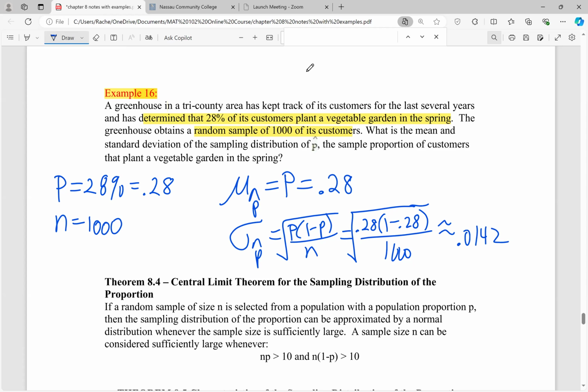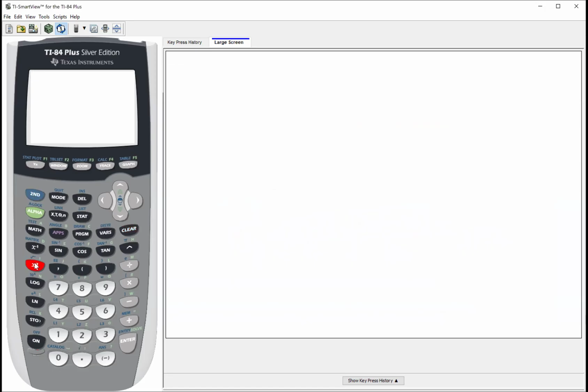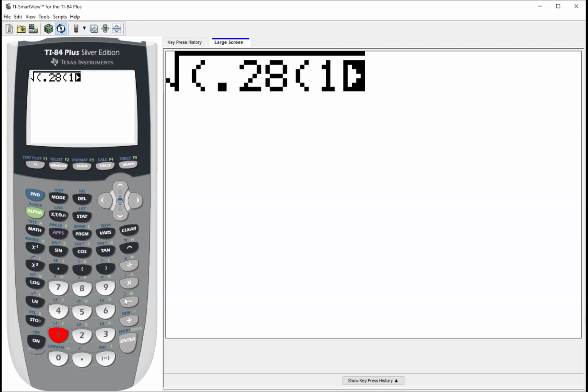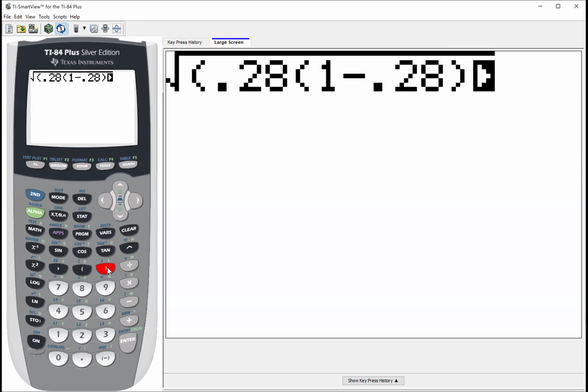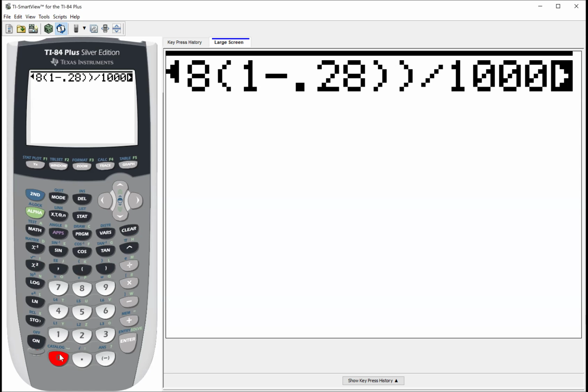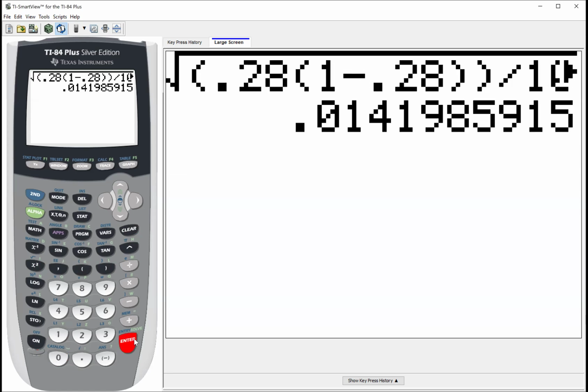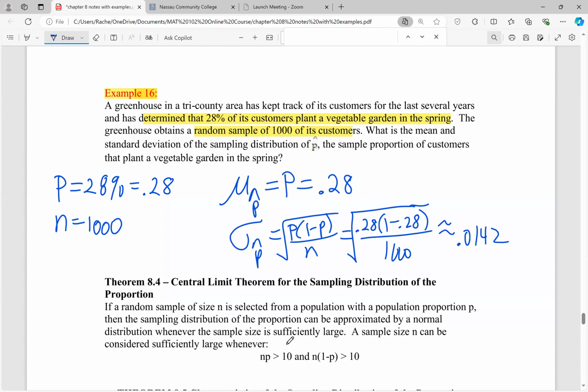Just to make sure you guys are plugging that in correctly into the calculator, if you're not getting that, let me show you. Pull up your square root. Open a set of parentheses. Let's put the numerator in. So we're going to do 0.28 times 1 minus 0.28. Close the parenthesis for multiplication. Now close the parenthesis for the numerator. And let's divide that by 1,000. And you should get 0.0142. So that's where that's coming from. So that's how we calculate the mean and the standard error of the sampling distribution of p hat.